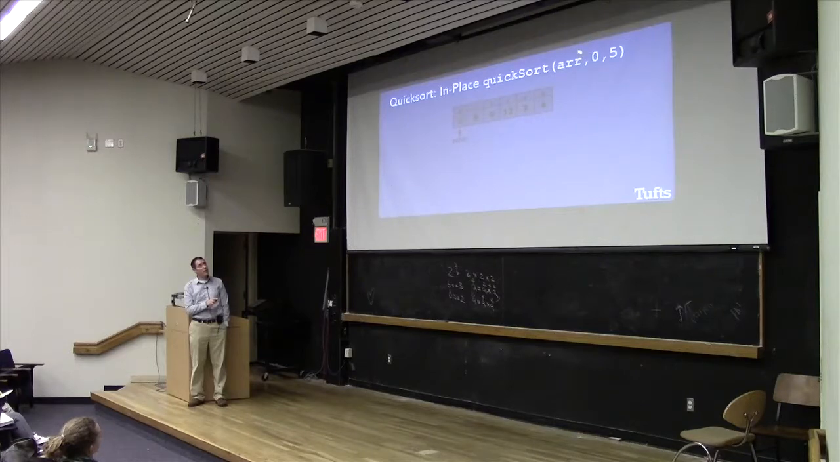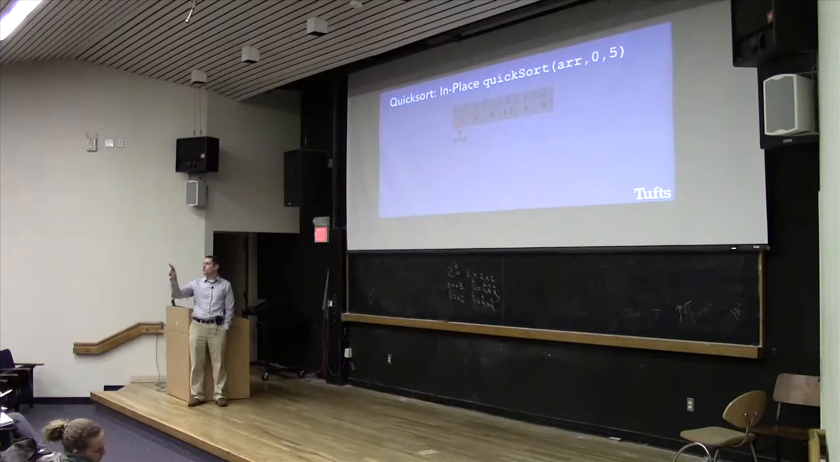Quicksort the array that you're passing in, and then the first element of the array and the last element of the array. The first index and the last index. In other words, 0 and 5. Get it? All right. Pick your pivot. And now we've got a pivot.